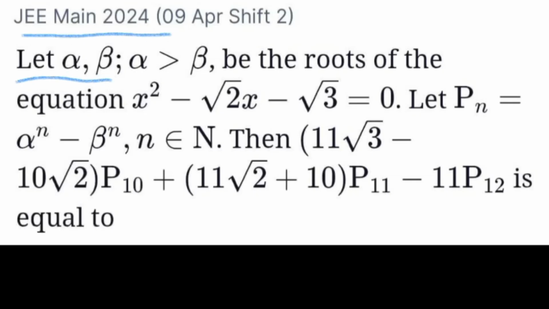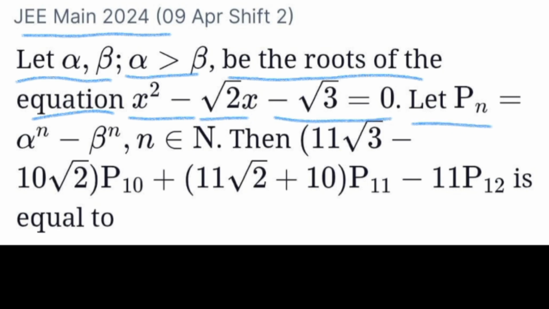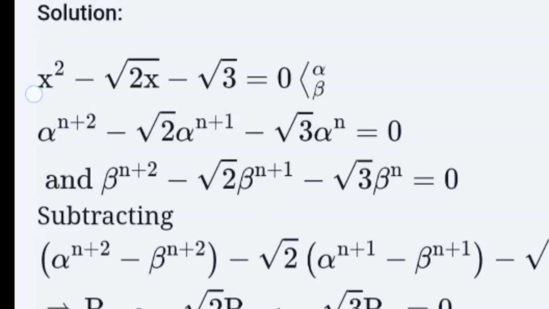Let alpha comma beta, alpha greater than beta, be the roots of the equation x square minus root 2 x minus root 3 is equal to 0. Let Pn is equal to alpha power n minus beta power n, n belongs to N. Then 11 root 3 minus 10 root 2 P10 plus 11 root 2 plus 10 P11 minus 11 P12 is equal to. Now the first equation x square minus root 2 x minus root 3 is equal to 0, where alpha, beta are the roots.